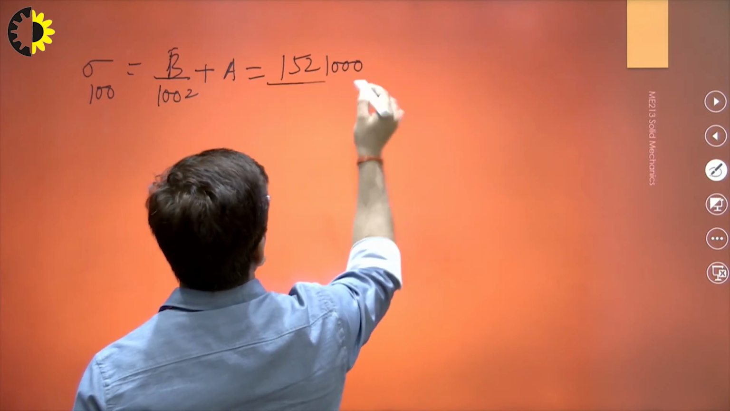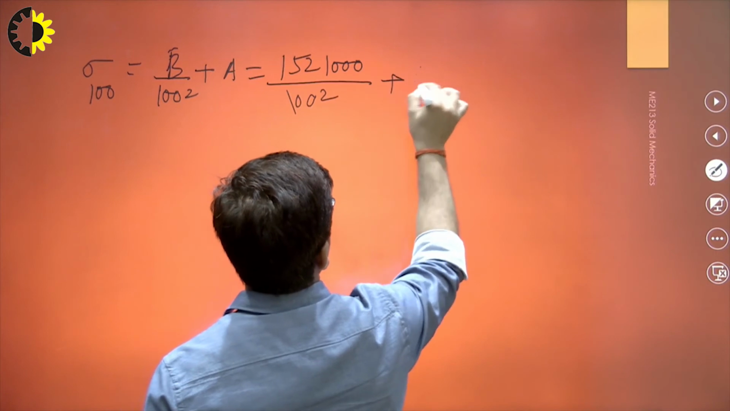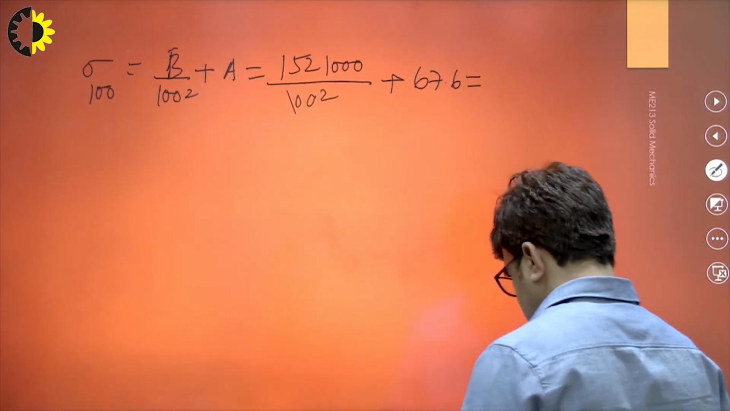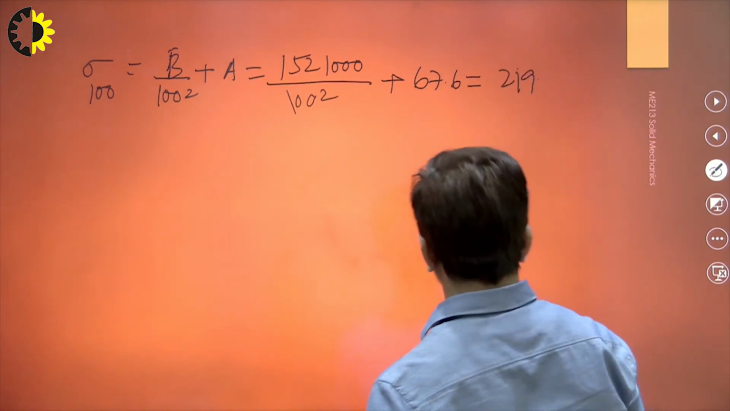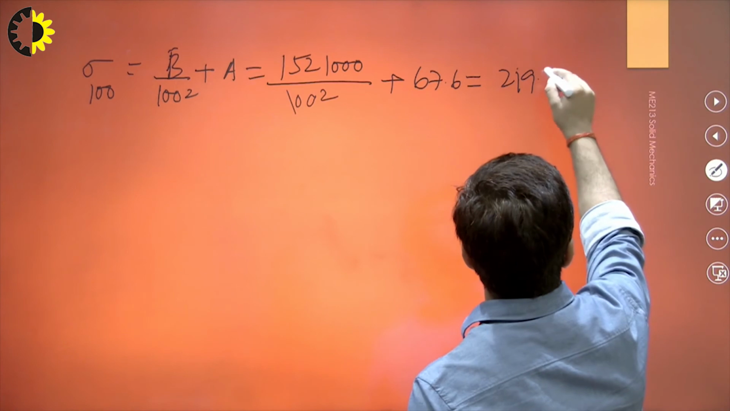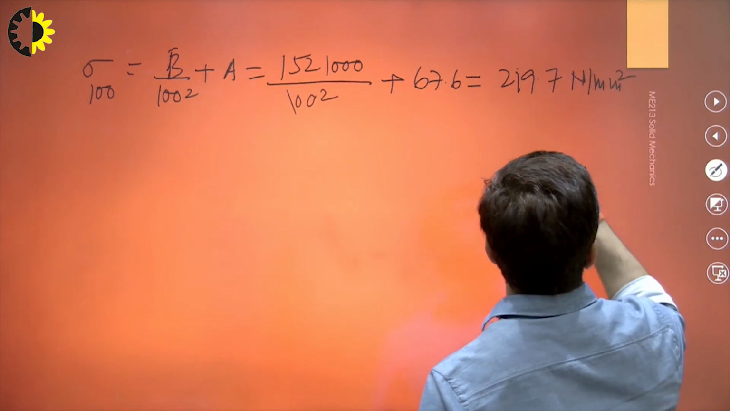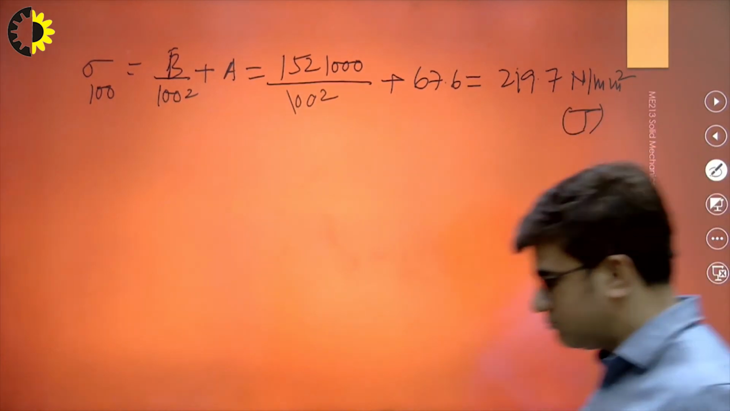152100 by 100 square plus 67.6, and this comes out as 219.7 Newton per mm square, and this is tensile because the value is positive.